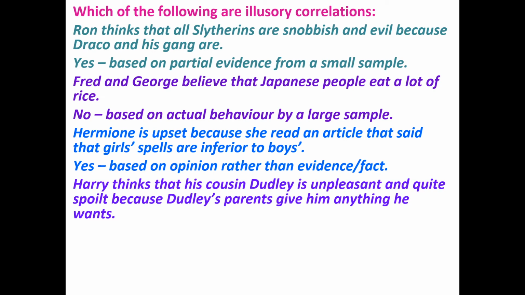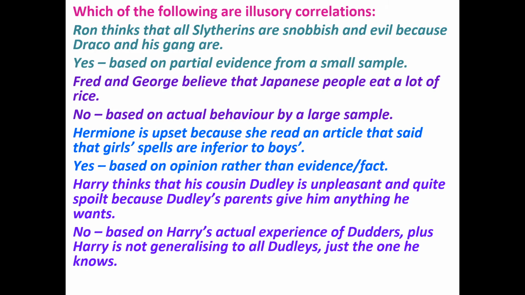And this one about Harry and his horrible cousin Dudley. If you know the books, you'll know Dudley's very, very unpleasant. No, it's not illusory correlation because he's only focusing on Dudley, his actual experience of Dudders. Plus, Harry's not generalising to everybody called Dudley, just the one he knows. So when you talk about, oh, my cousin Dudley is really awful and his parents are mean to me and they treat me like dirt, that's not an illusory correlation. That is simply saying this is how things are.